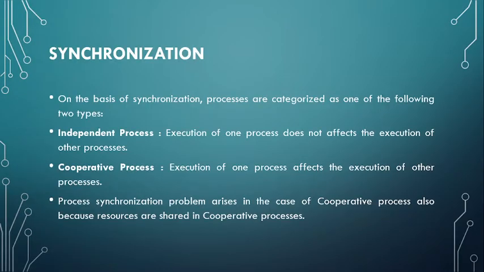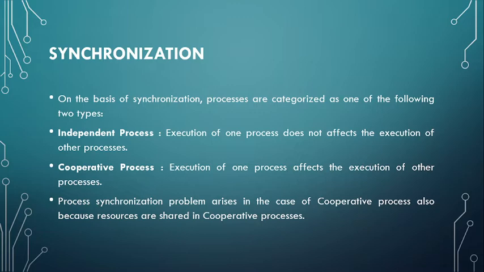On the basis of synchronization, processes are categorized as independent processes and cooperative processes. An independent process does not affect the execution of other processes, and a cooperative process is one where the execution of one process affects the execution of another. So an independent process does not affect or get affected by other processes, and a cooperative process affects and is affected by other processes.